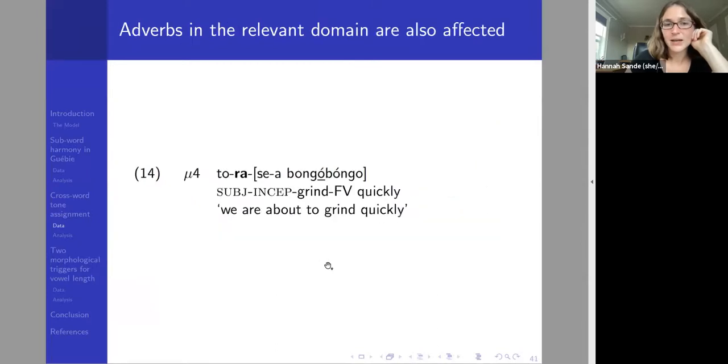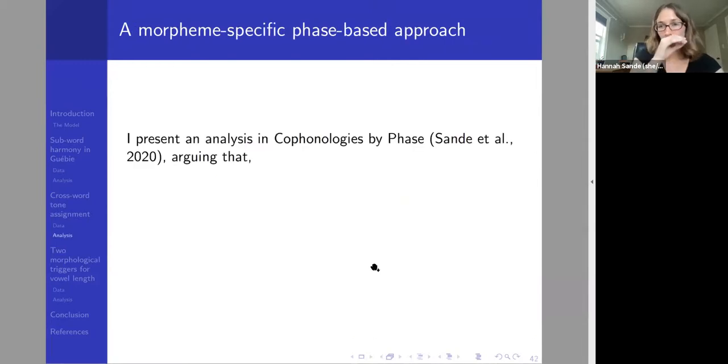So we know that at least the direct object is in the domain of high tone assignment and tone spreading. That's also true of following adverbs, certain types of following adverbs. And I'm happy to talk more about things that do and don't fall into this domain. But what we know is that at least following direct objects and manner adverbs have to be within the domain of phonological evaluation where this sort of morpheme specific high tone assignment takes place.